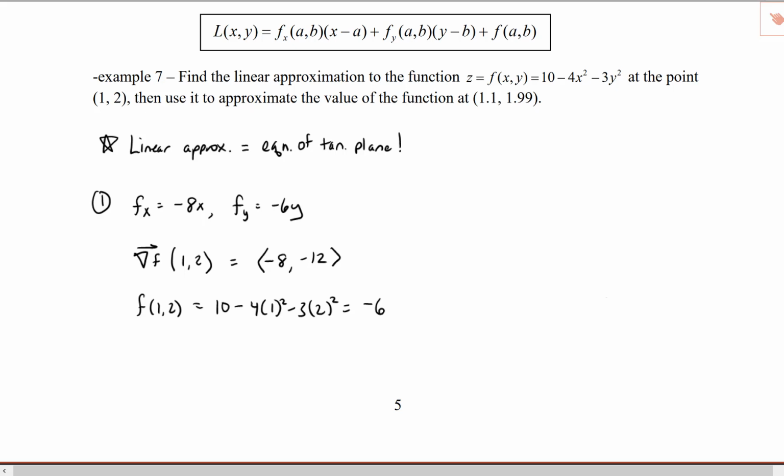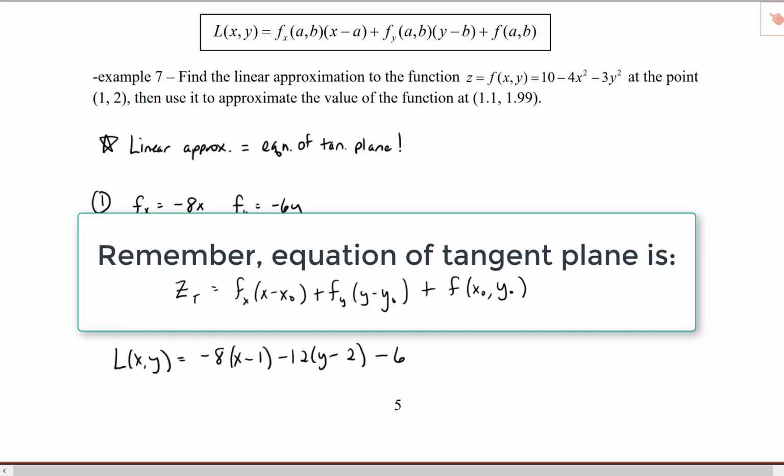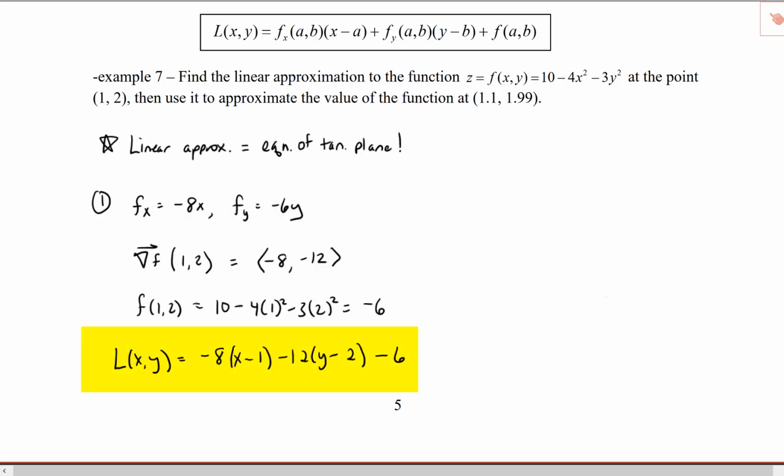Now we're ready to write the equation of our tangent plane. Using the same process we used earlier in the notes, the equation of our tangent plane, L(x, y), or you could say z sub t, equals negative 8 times (x minus 1) minus 12 times (y minus 2), plus that f(1, 2) value, which is negative 6.